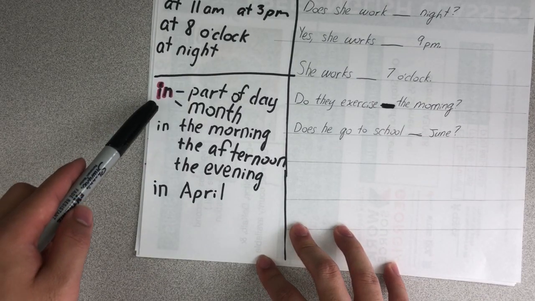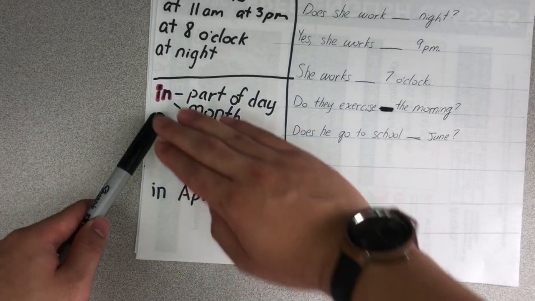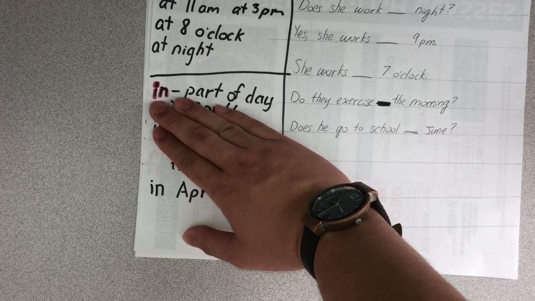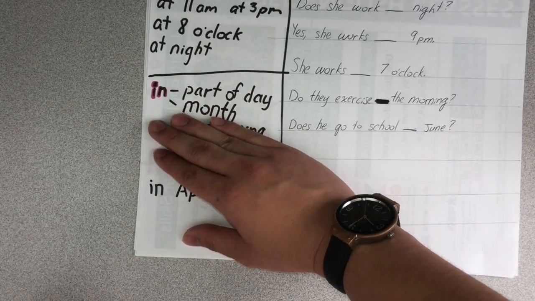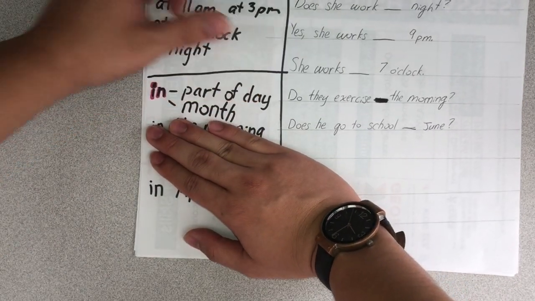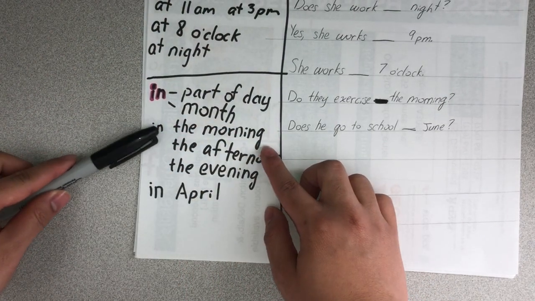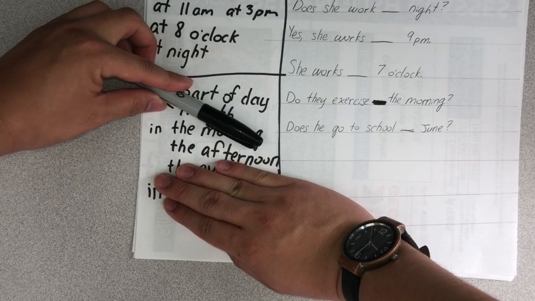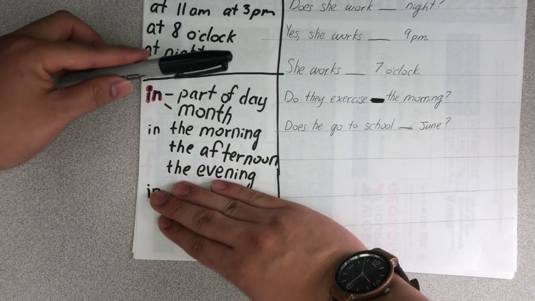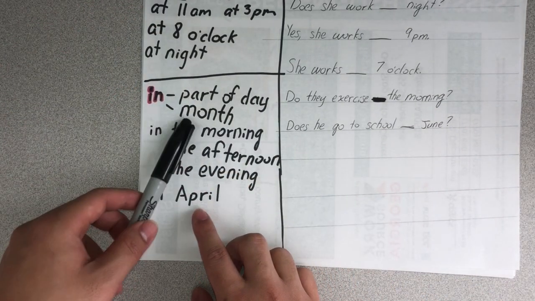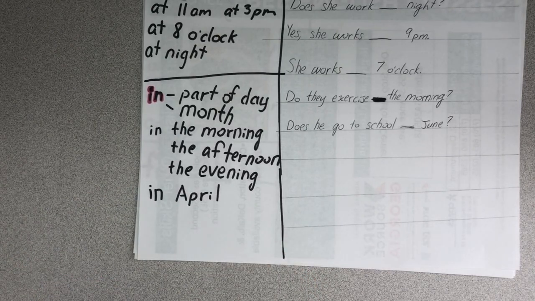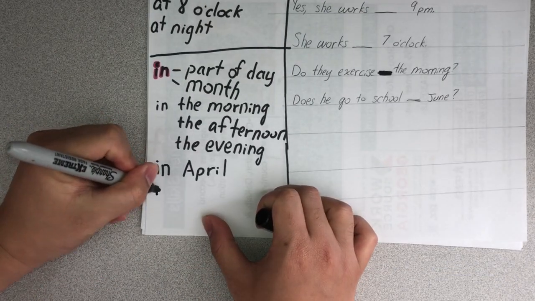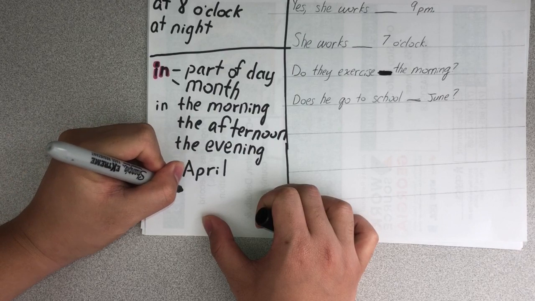In. We say in for a part of the day or a month. So we can say in the morning, in the afternoon, in the evening. Or for a month, we can say in April, in June.